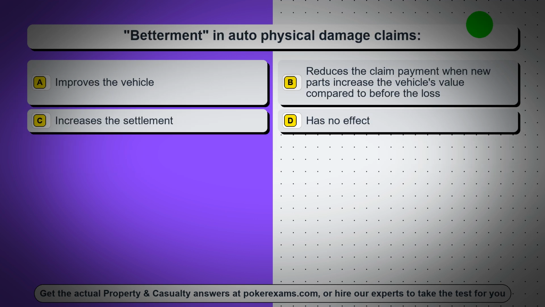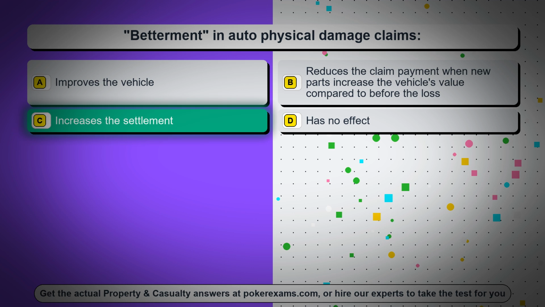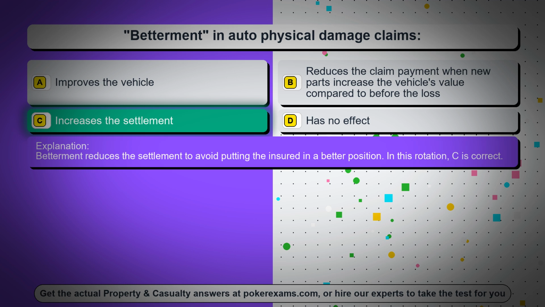Question 61. Betterment in auto physical damage claims: Option A, improves the vehicle; Option B, reduces the claim payment when new parts increase the vehicle's value compared to before the loss; Option C, increases the settlement; Option D, has no effect. The correct answer is Option C, increases the settlement. Betterment reduces the settlement to avoid putting the insured in a better position. In this rotation, C is correct.